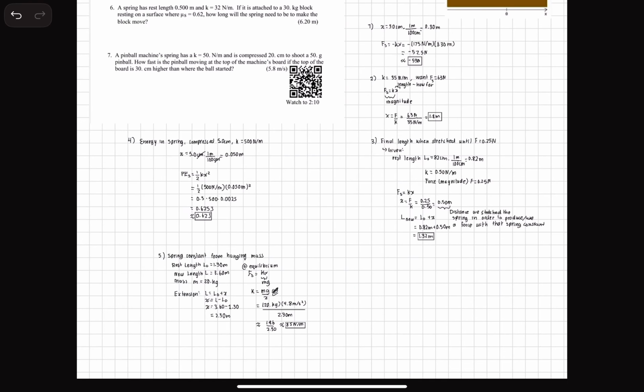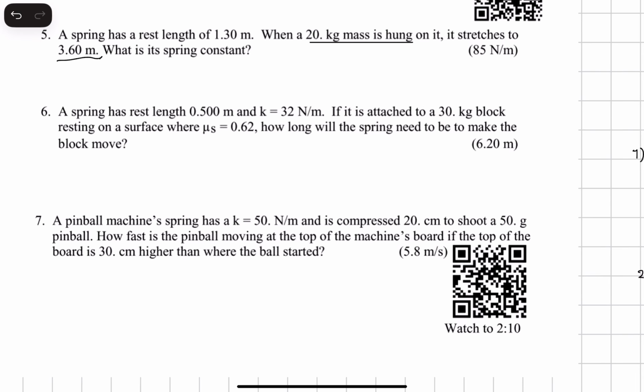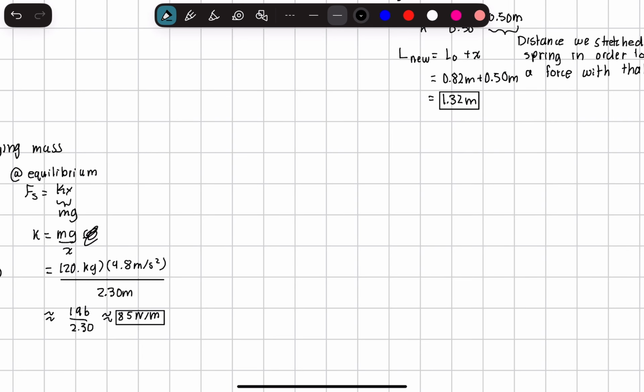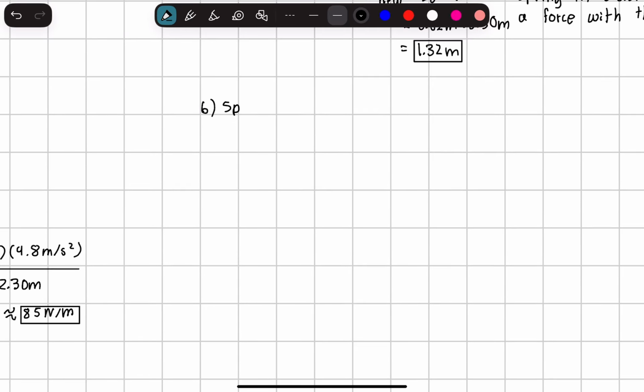Number 6: a spring has a rest length of 0.5 meters, and K is equal to 32 newtons over meters. If it is attached to a 30 kilogram block resting on a surface where the coefficient of static friction is 0.62, how long will the spring need to be to make the block move? So for this, we're going to be solving for the spring pulling a 30 kilogram block with friction.